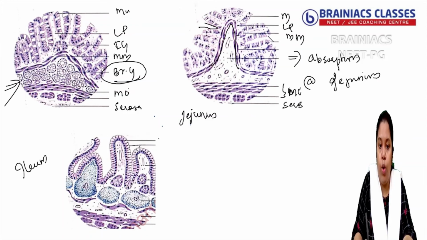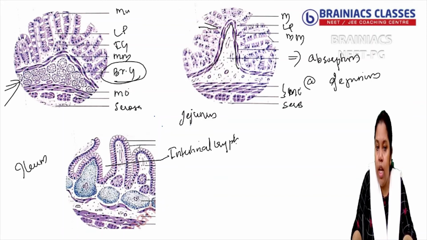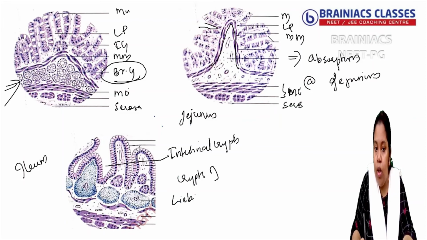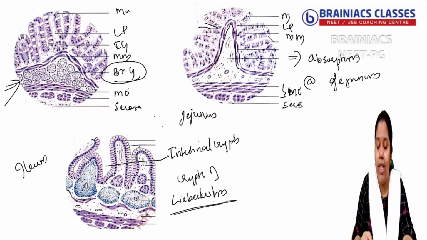This is the ileum. So here also you can see these are the crypts, the intestinal crypts. And what is the name of these intestinal crypts? It is called the crypts of Lieberkühn. So in these crypts of Lieberkühn, we have the intestinal glands. Can you see here the intestinal glands?